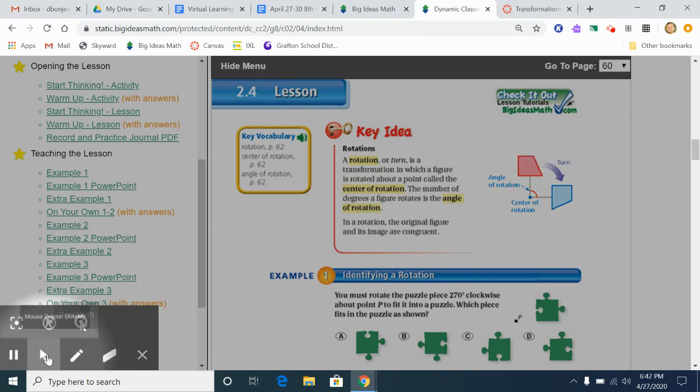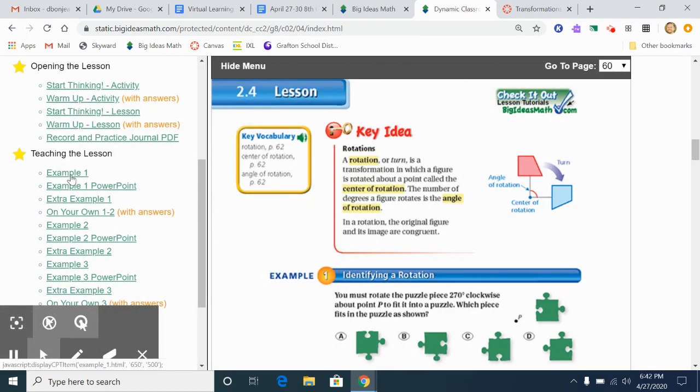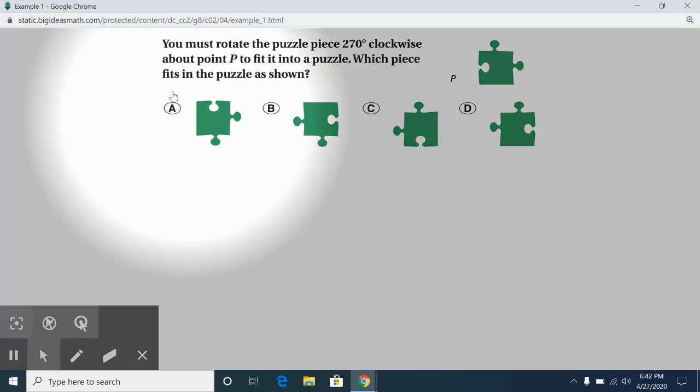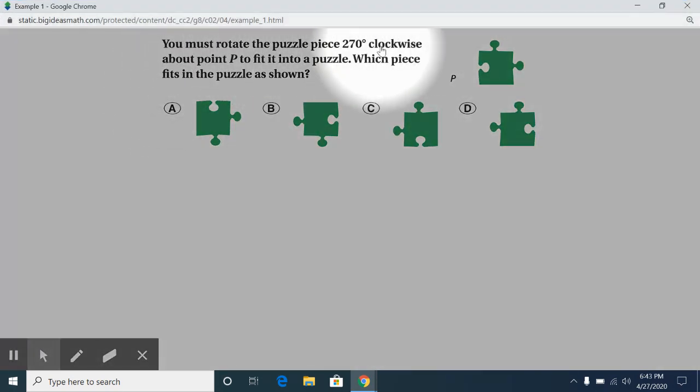So first thing we want to do is identify a rotation. It says you must rotate the puzzle piece 270 degrees clockwise about point P. So meaning we're going to use point P as our center of rotation to fit it into a puzzle. Which piece fits in the puzzle as shown? They're saying take this puzzle piece and let's rotate it 270 degrees clockwise.